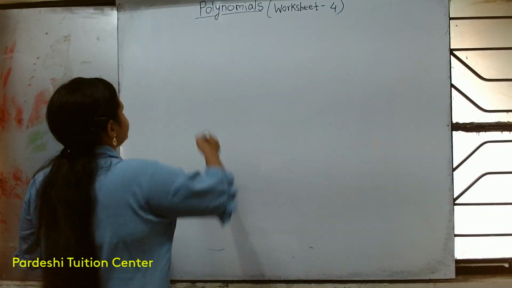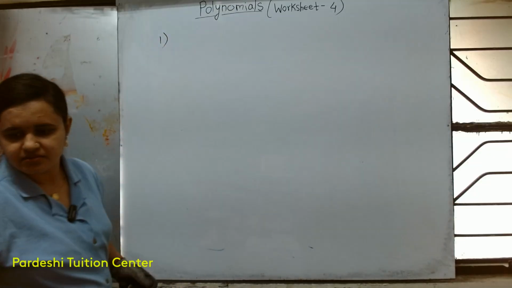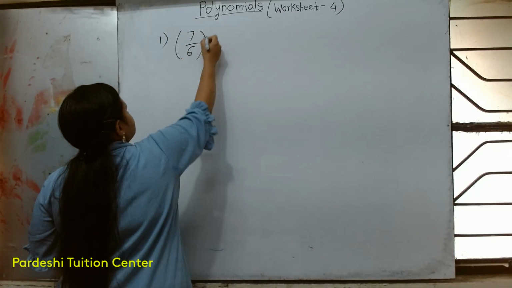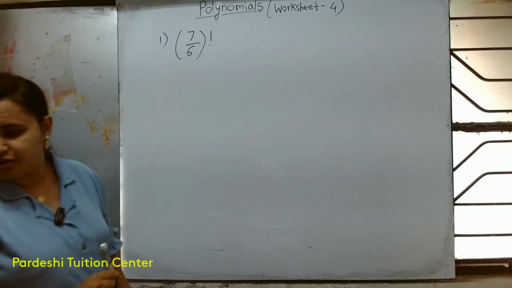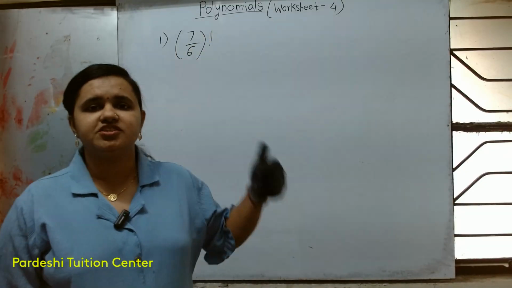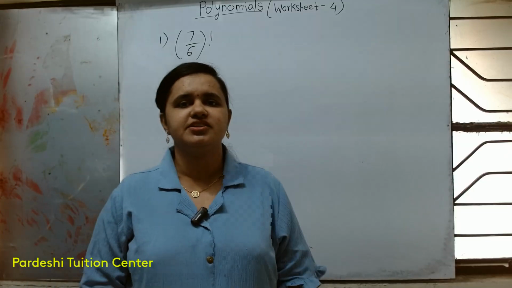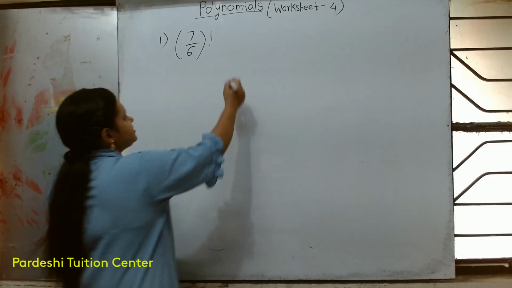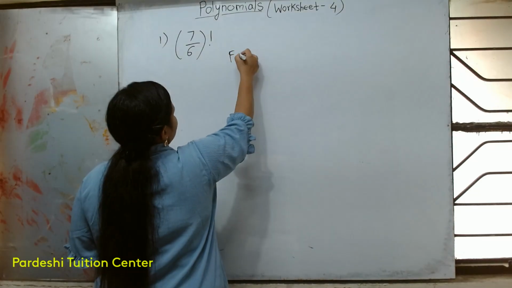Now CUQ, first question is 7 by 6 factorial. We have to find the factorial of 7 upon 6. Is it possible to find the factorial of 7 upon 6? No, it is not possible because factorials are meant for only non-negative integers.